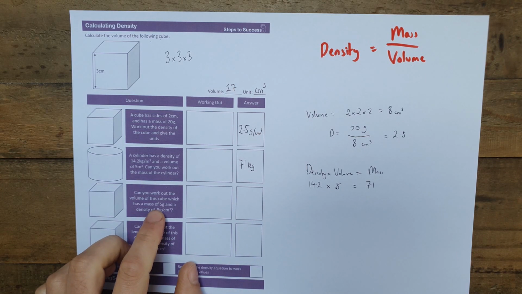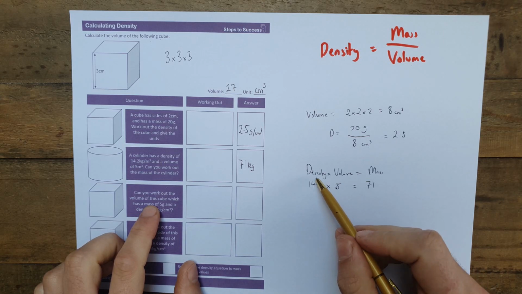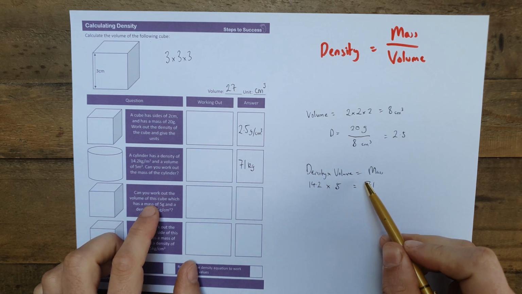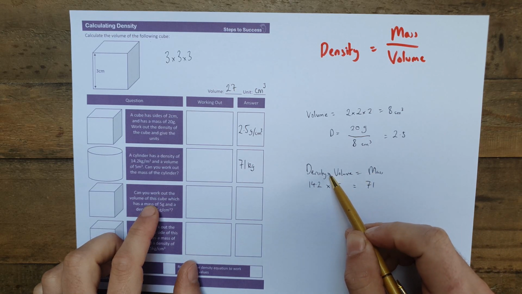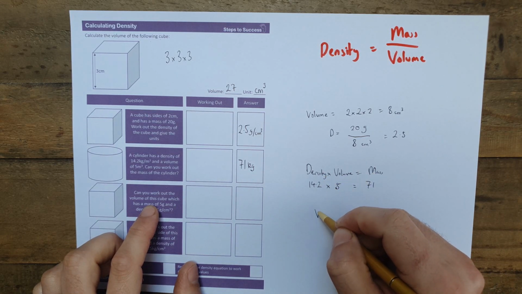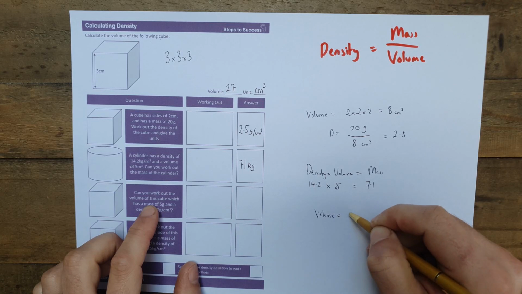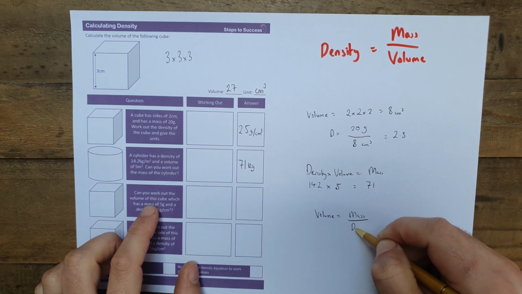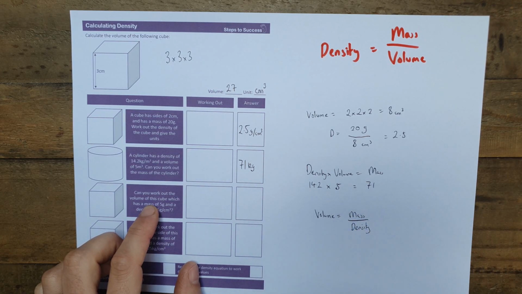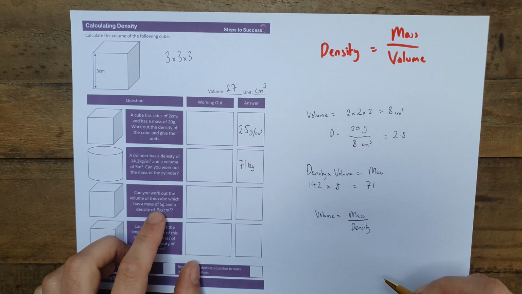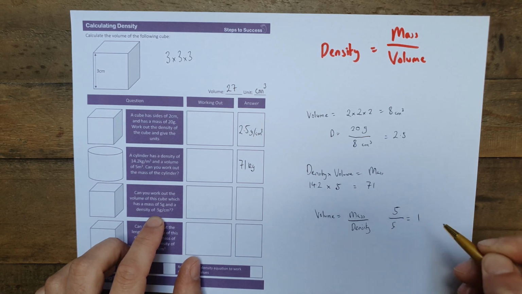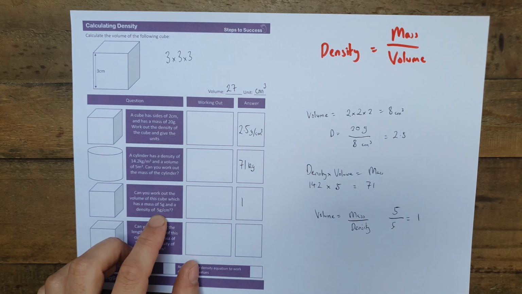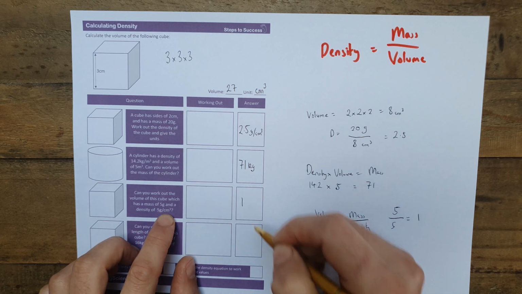For the next question, we need to work out the volume of the cube. So again, we need to think about rearranging this equation. To get volume on its own, we want to bring density over here and do the opposite. The opposite of multiply by density is divide by density. So we get volume equals mass divided by density. Then we can just sub our numbers in. The mass is 5, the density is 5, 5 over 5 gives us 1, and our volume here is in centimetres cubed.